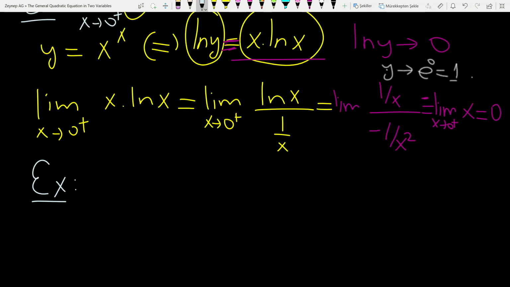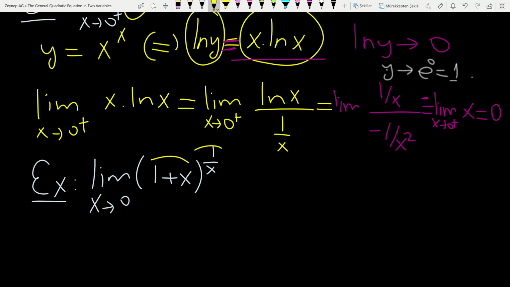Let's say we have this limit: (1 plus x) to the power 1 over x, where x goes to 0. Let's first look at this function. When x goes to 0, the inside goes to 1, right? And the power goes to infinity. So you have 1 to the power infinity, a type 3 indeterminate case.